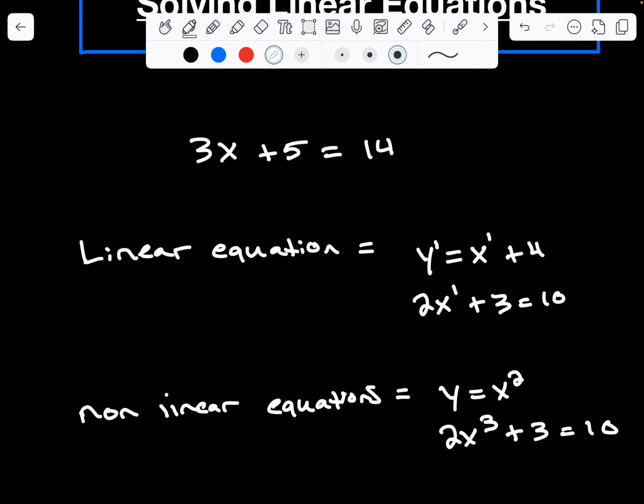So you might recognize that these two things look really similar. The only difference being that our exponent is completely different. So if our exponent is 1, we will form a linear equation. If it's not, we will form a non-linear equation.